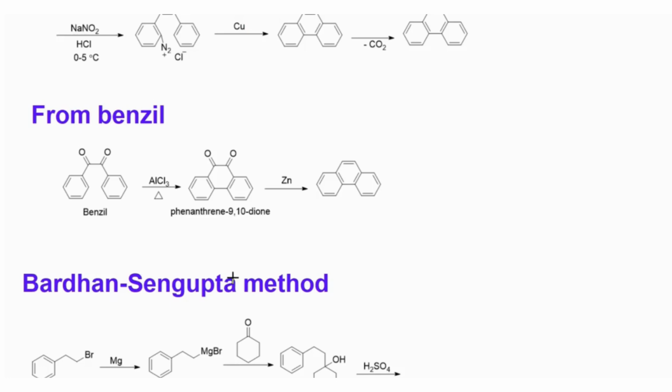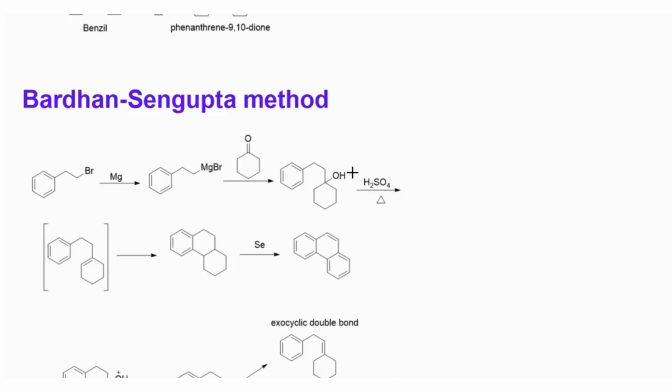Now one more method, from benzil. You know there are many methods to prepare benzil. If you take benzil and heat with aluminum chloride, it gets cyclized and forms phenanthrene-9,10-dione, followed by reduction, and so we get phenanthrene. Now one more method is the Bardhan-Sengupta method.